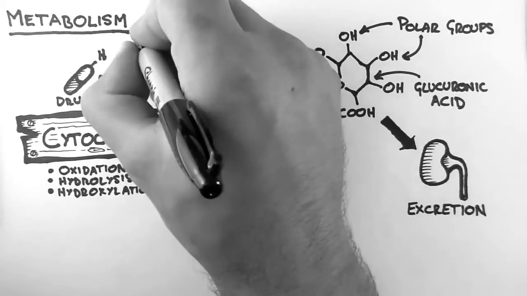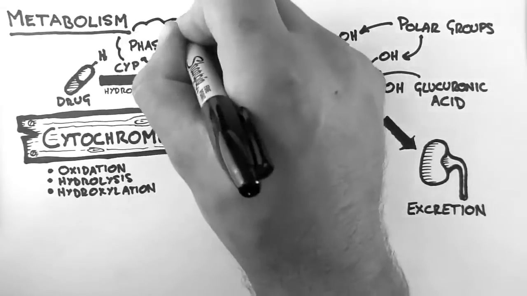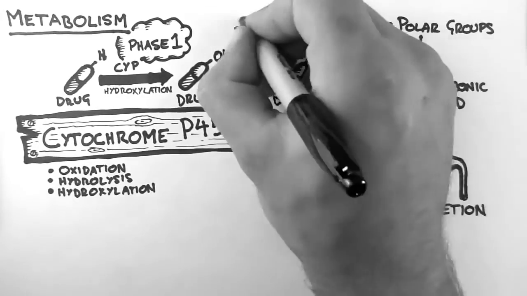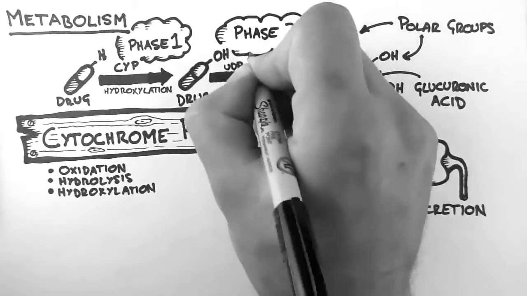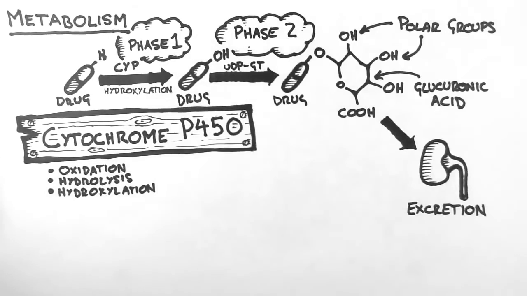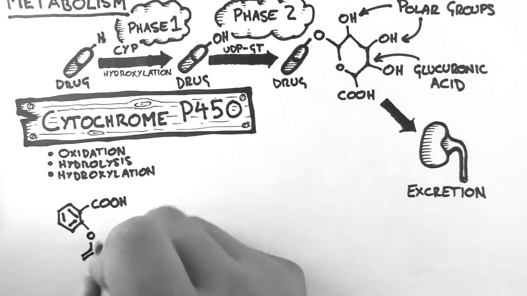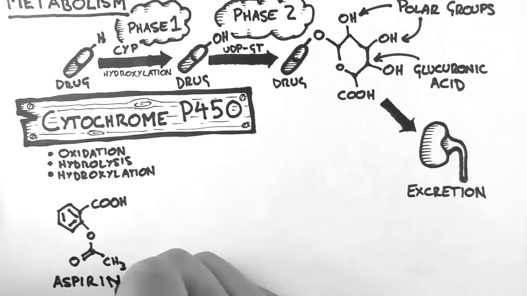We call this first part of the process phase 1 metabolism. The second part of the process we call phase 2 metabolism. Let's have a look at an example now. This molecule here is aspirin, or more correctly, acetyl salicylic acid.